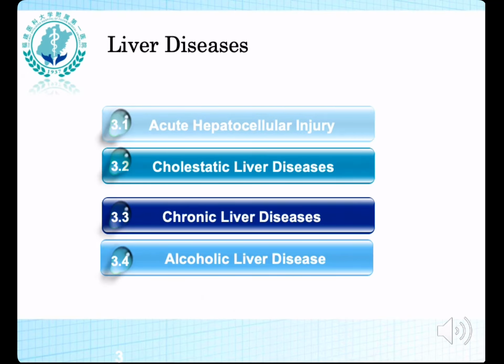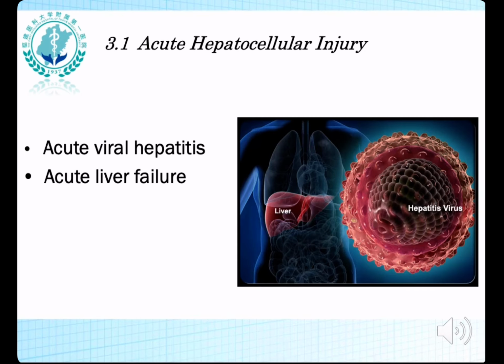Okay, liver diseases can be divided into 4 types according to etiologies. First one, acute hepatocellular injury. The second one, cholestatic liver diseases. Third one, chronic liver diseases. And the fourth one, alcoholic liver disease. And next, let's see them one by one. First one, acute hepatocellular injury.